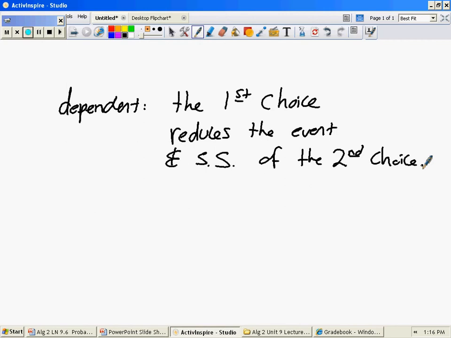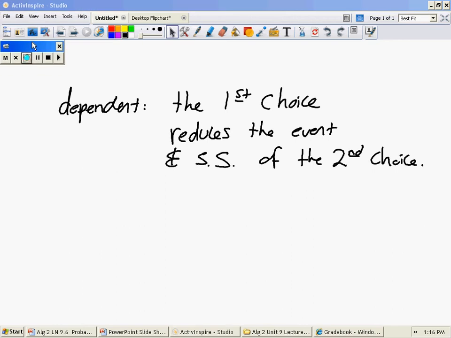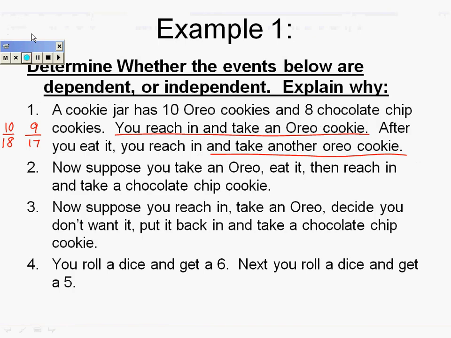Okay, we're going to take a look at number 2. Now suppose you take an Oreo and you eat it. So we're still dealing with the same probability for the first choice. The Oreo's still 10 out of 18, right? So there's my first event. Then I eat it. Then I reach in and take a chocolate chip cookie. What's the probability of getting a chocolate chip cookie at that point? 8 out of 17.